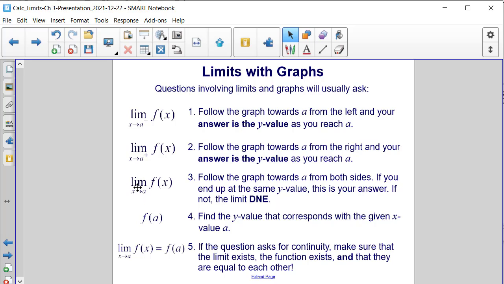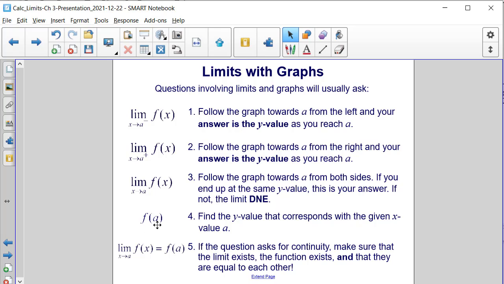You could also have the limit of f of x as x approaches a. In this situation, follow the graph towards a from both sides, meaning from both the left and the right. If you end up at the same y value or function value, then that is going to be your answer. If you do not end up at the same function value or y value, then the limit does not exist.